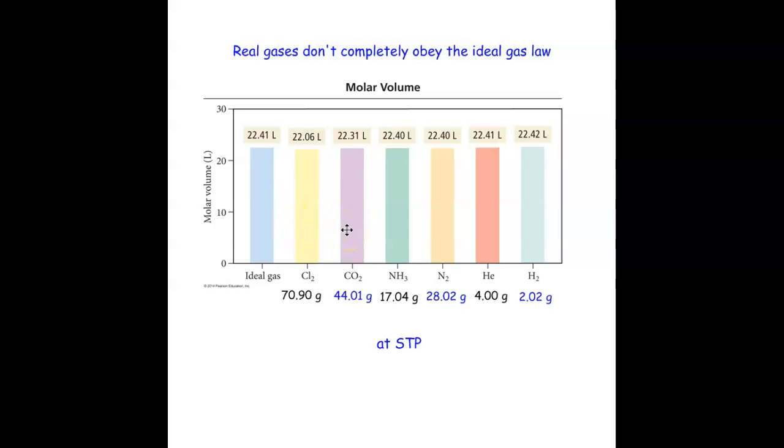Carbon dioxide is a little further off than ammonia, nitrogen, helium, or hydrogen, and chlorine is even further off. So we have real gases which don't necessarily obey the ideal gas law. That doesn't mean we can break the ideal gas law, but it does mean we have to modify it a little bit. But before we get that far, let's take a look at real gases in a little more detail.